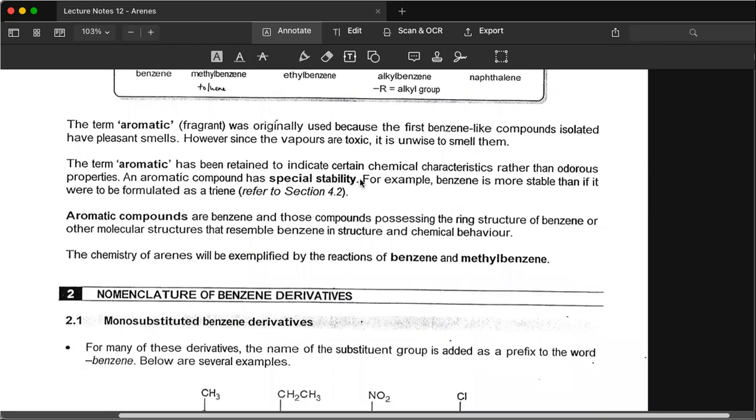Aromatic compounds are benzenes, and those compounds possessing the ring structure of benzene or other molecular structures that resemble benzene in structure and chemical behavior.